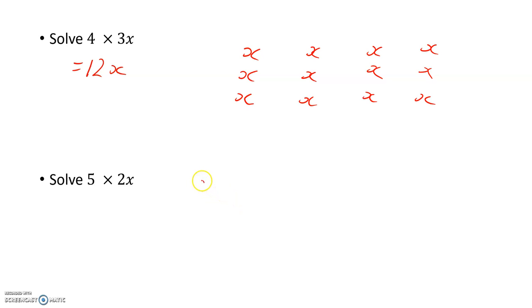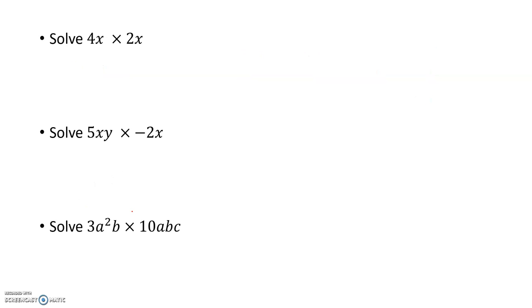The same thing with 5 times 2x. 1 of them, 2 of them, 3 of them, 4 of them, 5 of them. And this has to therefore be 10x. We'll do y in a moment.